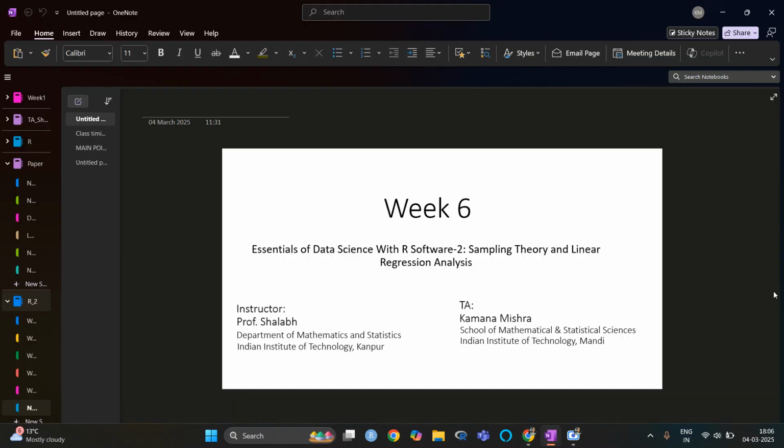Okay, so this is week 6 of Essential of Data Science with R Software Part 2, and we are learning here the sampling theory and linear regression analysis. I'm Kamna Mishra from the School of Mathematical and Statistical Sciences, IIT Mandi, and this course is taken by instructor Professor Shalabh, who is from the Department of Mathematics and Statistics, IIT Kanpur.